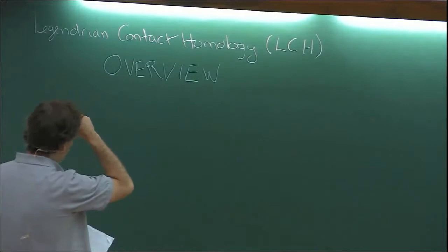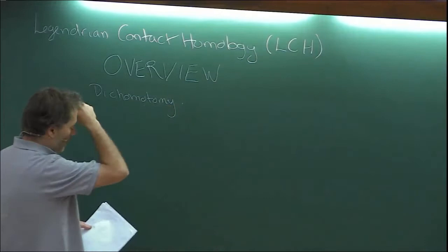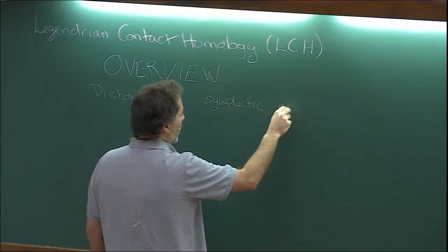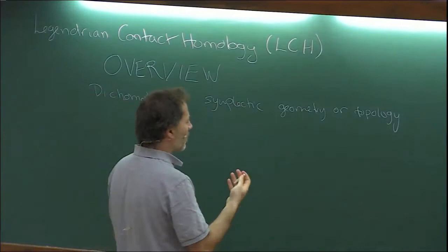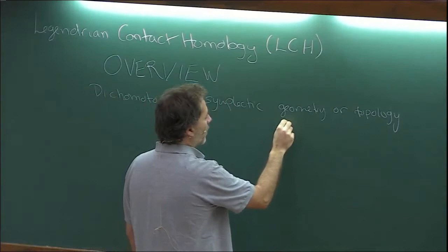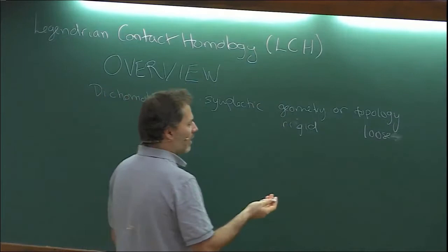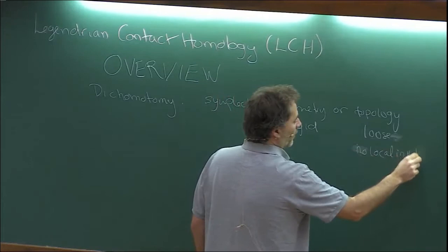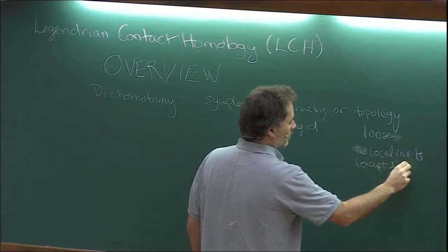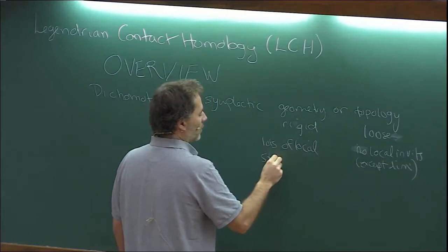So there's this dichotomy in symplectic geometry. Is it symplectic geometry or topology? What does that mean? There are other descriptive words for this: rigidity versus looseness. The idea behind topology, if you forget the word symplectic, is that there are no local invariants, except, of course, for dimension. Whereas in geometry, there's lots of local structure, like, for example, curvature.